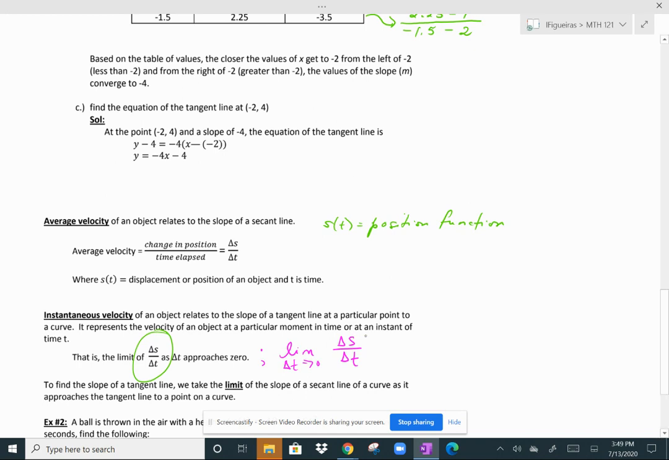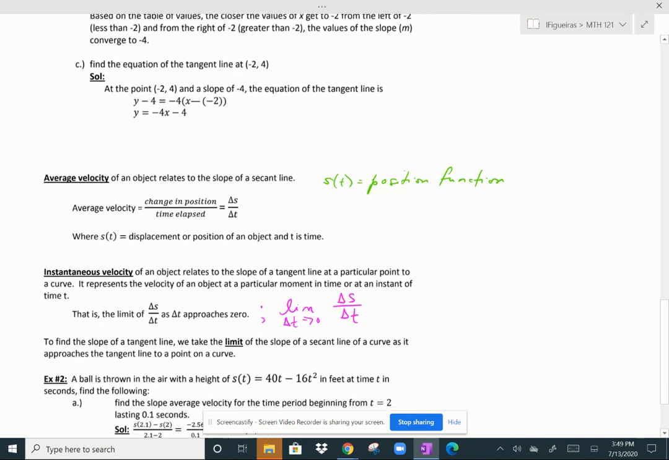So the notation for that would be what you see here. The limit as the change in time approaches 0. In other words, change in time is no change, a single moment. And then delta s over delta t is your slope computation. So these, for now, have to be done similar to the way we did the problem above, where you're using a table of values in order for you to estimate what that instantaneous velocity would be.